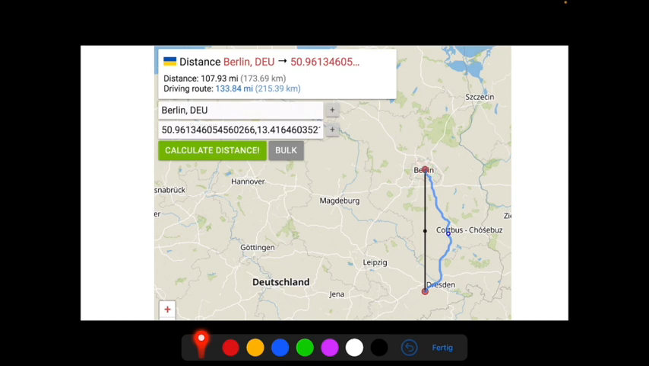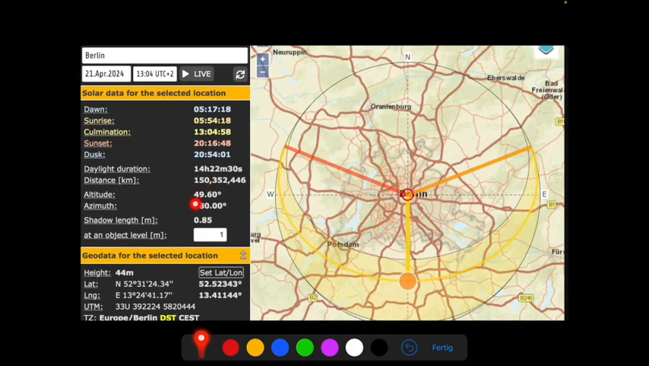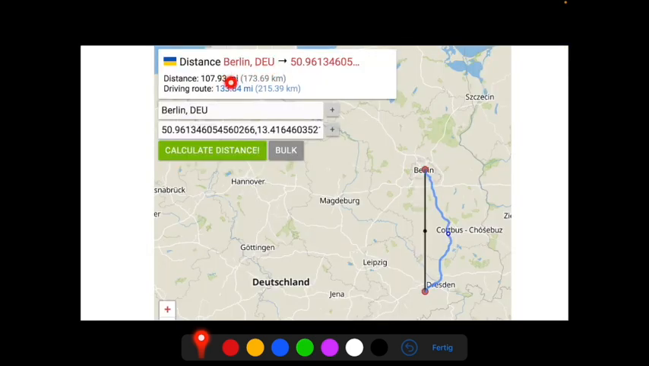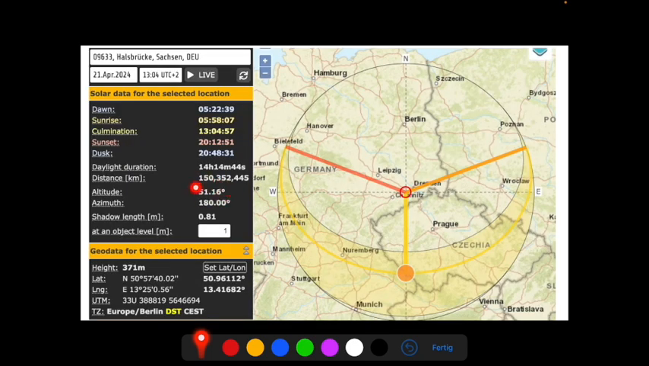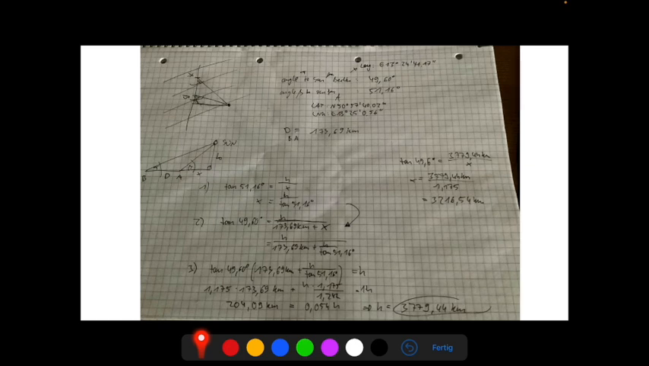That's what I calculated through this website, and it's close to correct, okay? So with these values, I calculated the altitude of the sun. You have 3 values. The first angle, which is 49.6 degrees. A second value, which is the distance between point A and point B. And a third value, which is the second angle, 51.16 degrees. With this information, I calculated the height of the sun according to this idea right there.